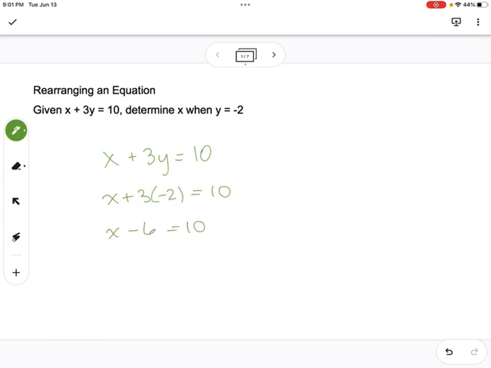Now to get x by itself, we want to move this minus 6 to the other side. It'll become a plus 6, so x equals 10 plus 6, and x gives us a value of 16.